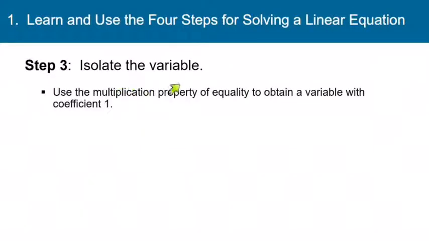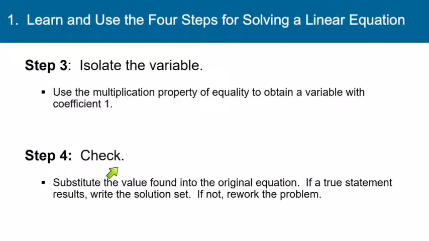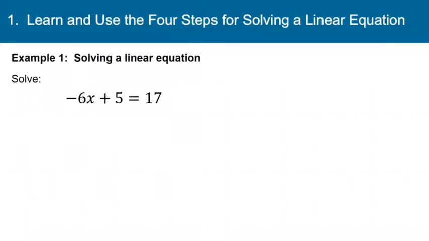Step three is to isolate the variable. So in this step, we simply use the multiplication property of equality to obtain a variable with a coefficient of 1. And step four is to check your work. So as we've done all along, you should substitute the value found into the original equation. Of course, if you get a true statement, then you can write the solution set, or if not, you should look back over your work for mistakes, usually a sign error, or you could just start from scratch and solve the equation again. So we're going to do several examples together, and I want you to keep that four-step process in mind as we go along.